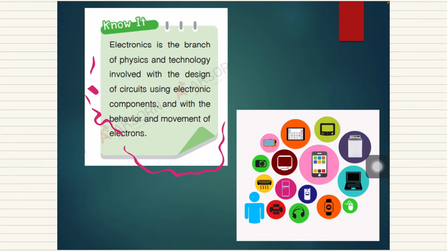So when we say electronics, it is a branch of physics and technology involved with the design of circuits using electronic components and with the behavior and movement of electrons. Okay? So you can see in the picture here that there are a lot of our technologies or gadgets nowadays wherein the information of electronics is very important.